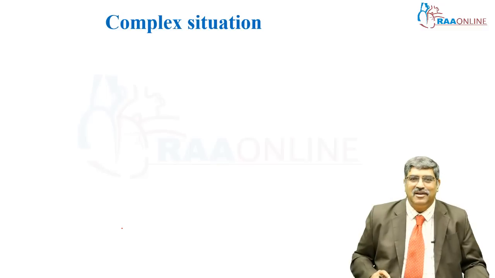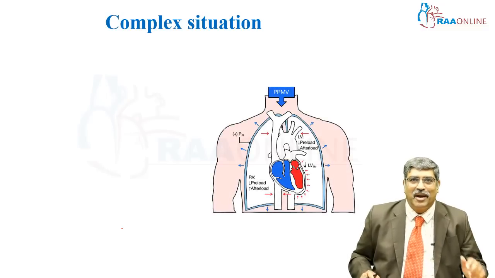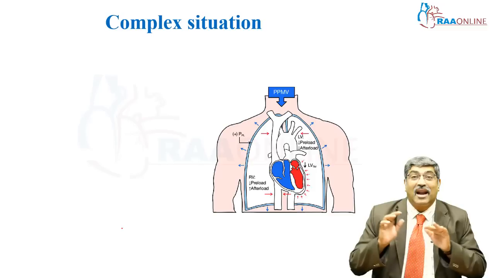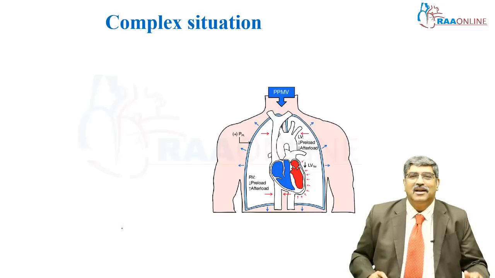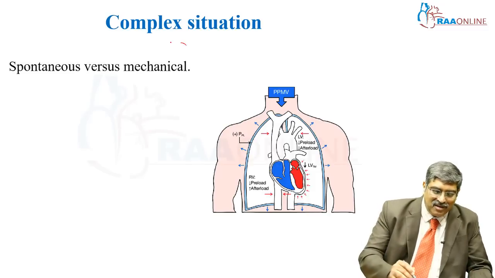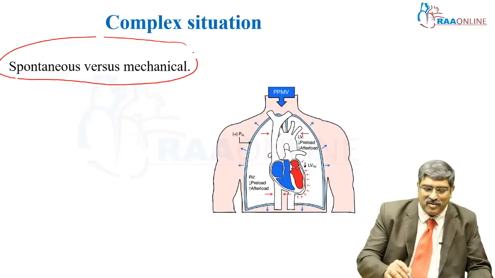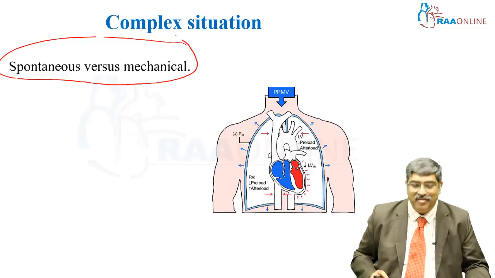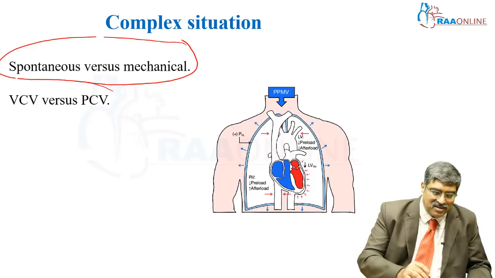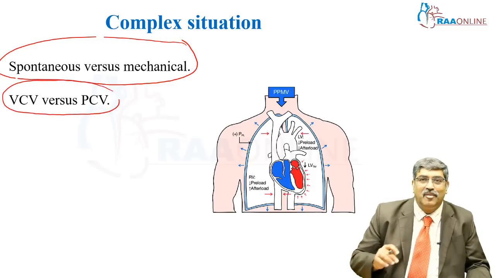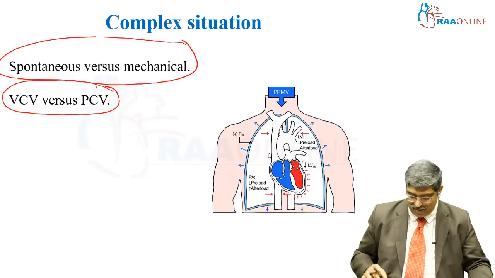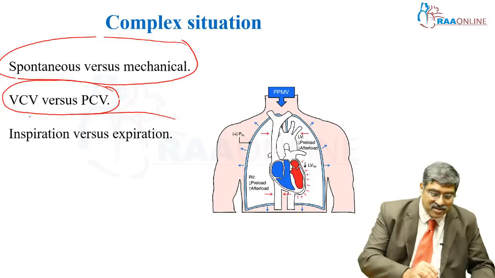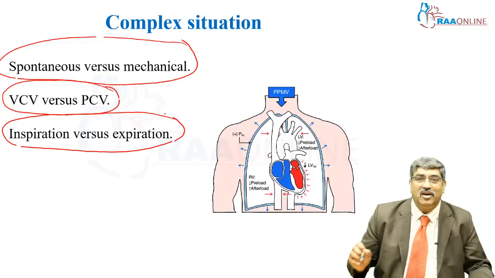Apart from that, whenever you institute mechanical ventilation, the right ventricle is more affected than the left ventricle. Therefore, you have to look whether the patient is on spontaneous ventilation or mechanical ventilation. The patient is on volume control or pressure control. Pressure affects the right ventricle very adversely. Patient is in the inspiration phase or expiration phase.